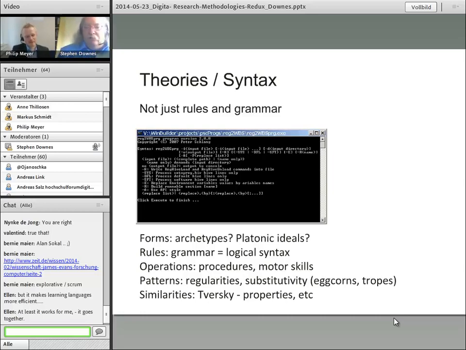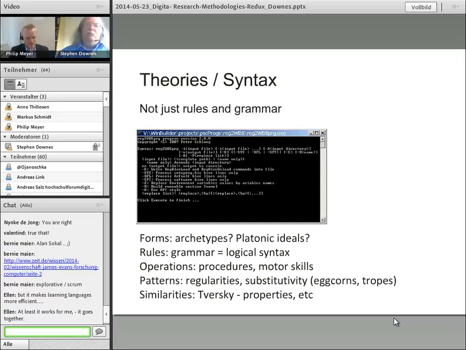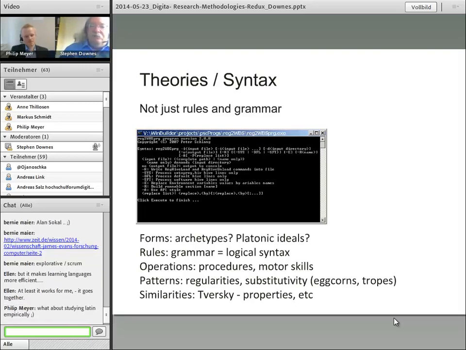So what are the ways we read? Well, we are pattern recognizers, not theorizers. Theorization is at best a very highly specific artificial form of pattern recognition. There are all kinds of patterns that we can recognize because that's pretty much what our brains do. Everything from archetypes to ideals to grammars to procedures to skills to regularities, similarities, substitutivity. If you ever get a chance, look up egg corns.